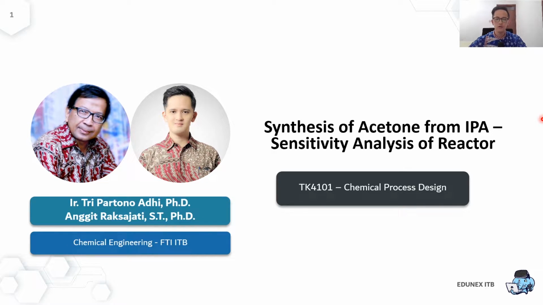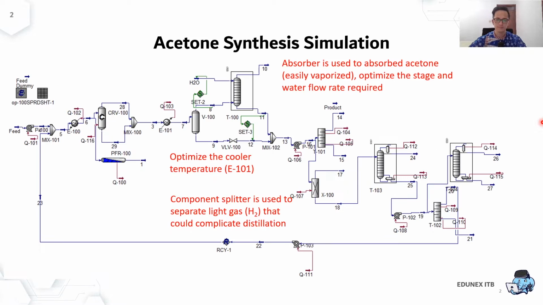We will continue our second case study about the synthesis of acetone from isopropyl alcohol, and specifically we will discuss the sensitivity analysis of the reactor. Again, a quick reminder of the overall flow sheet that we will build based on the process configuration that we discussed in the previous video. Now we will only focus on the reactor itself to finalize the operating condition of this reactor with regards to the pressure and the temperature.